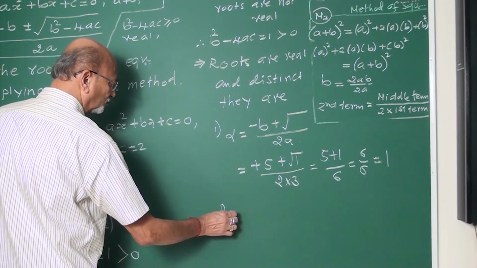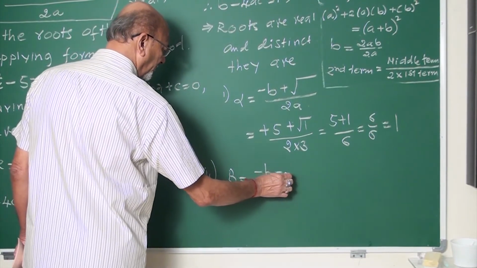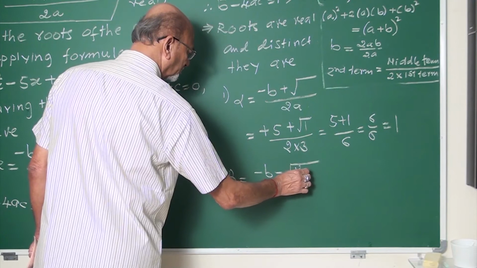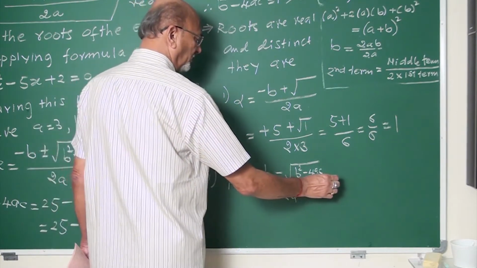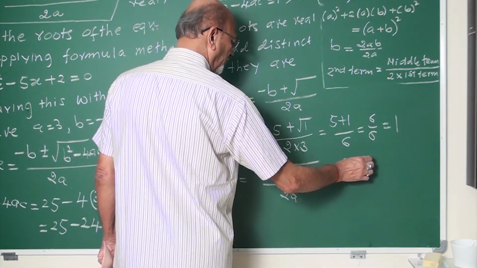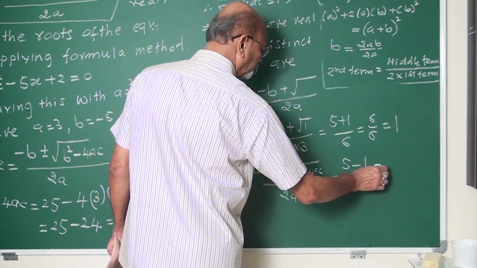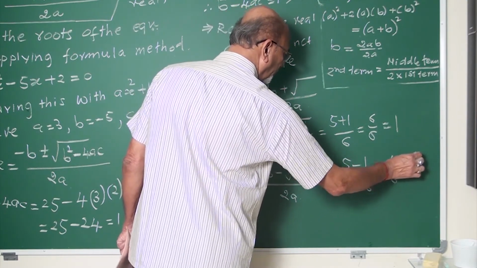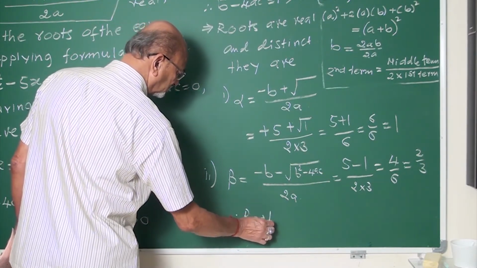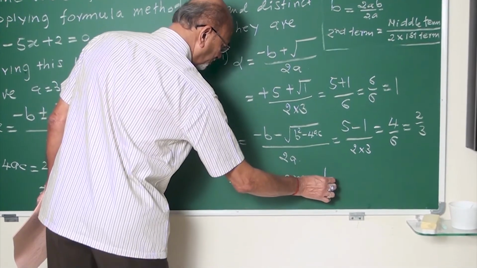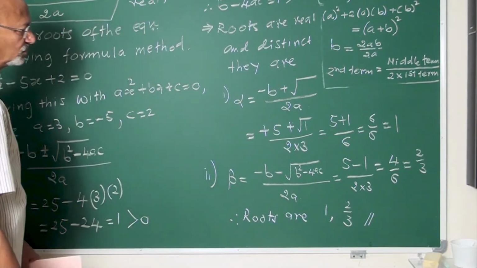And beta is the second root. Beta is minus b minus square root of b square minus 4ac upon 2a. Minus b is minus of minus 5, which is plus 5, minus 1, and the denominator is 2a, 2 into 3, which is 6. So 4 by 6 means 2 by 3. Therefore, the required roots are: first root is 1, second root is 2 by 3.